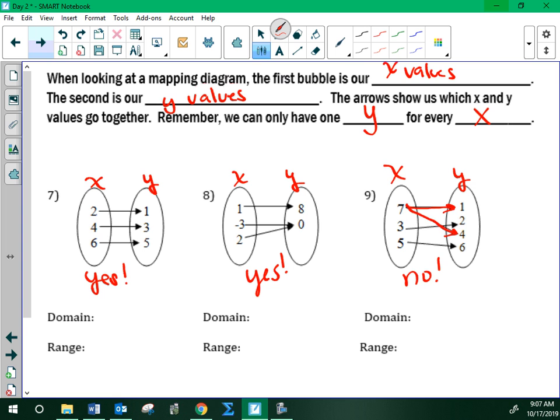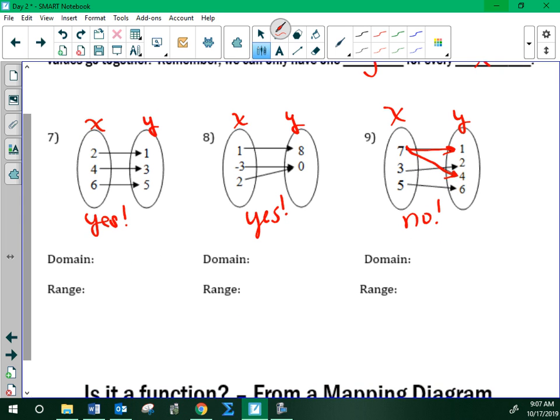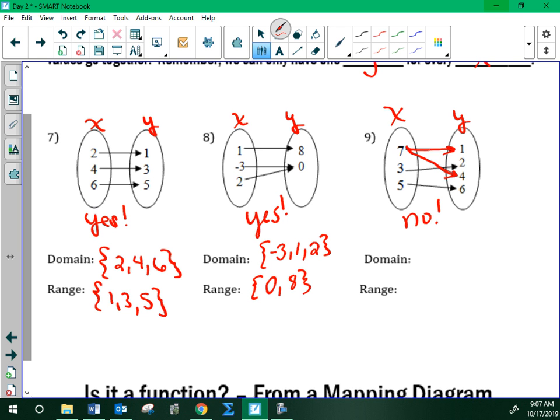All right, I love writing domain and range for these, because you just list them out. Domain, my x value, so 2, 4, 6. My range are just my y values. 1, 3, 5. Okay. For number 8, my domain, just those x values, but make sure you go in order. What comes first? What is the -3? Good, 1 and 2. What comes first for my range? 0. Okay. Right, number 9, what's my domain? Good, 3, 5, 7. Good, 1, 2, 4, 6 for my range.